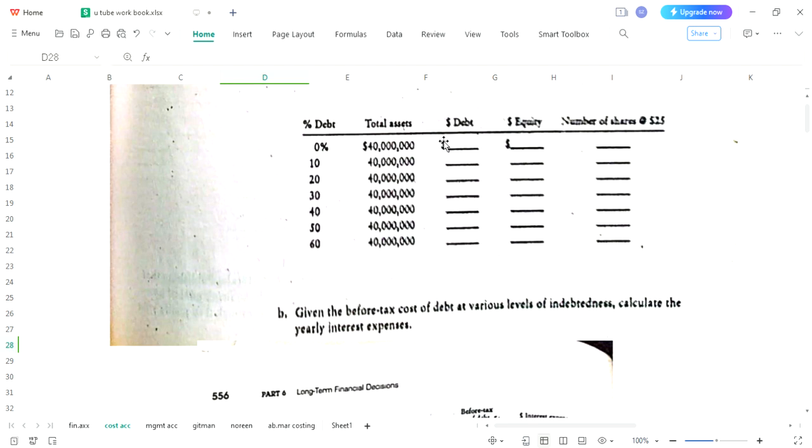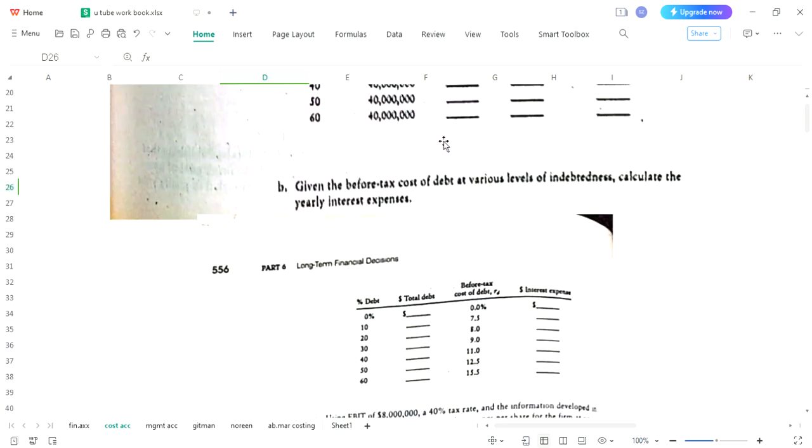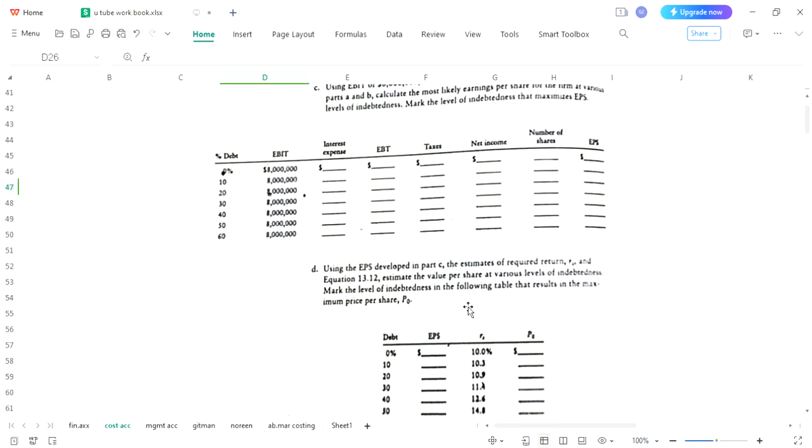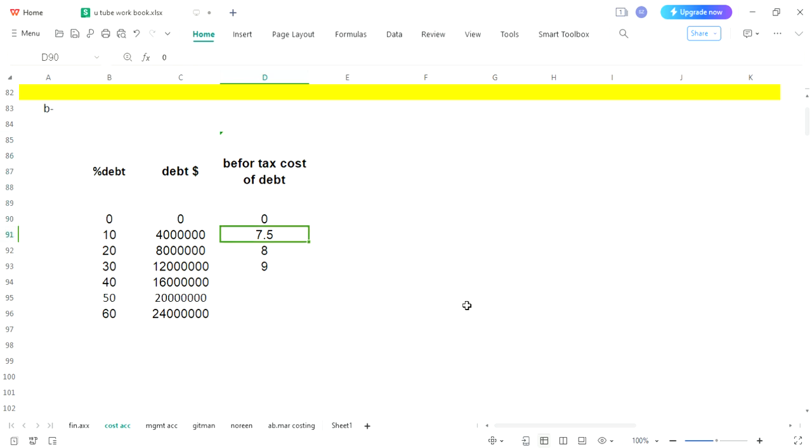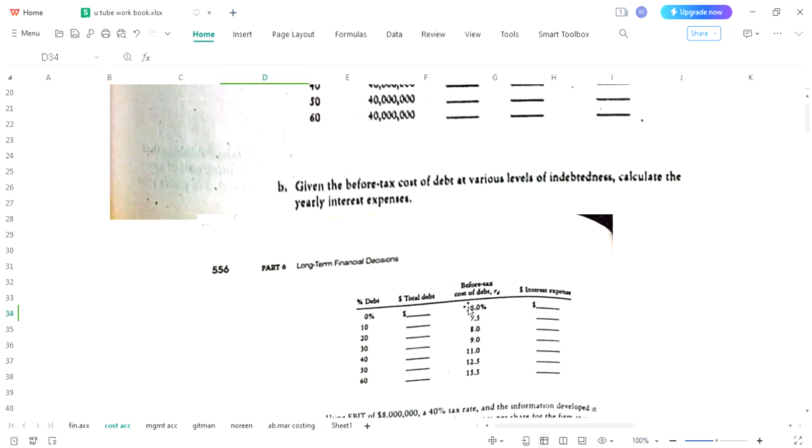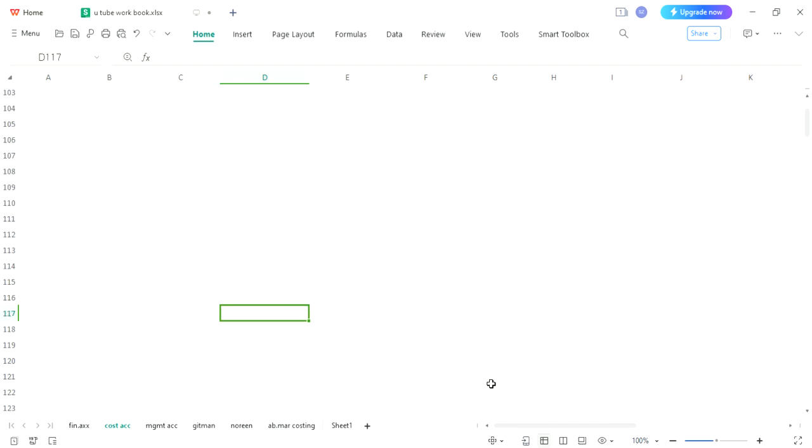And then we have 11, 12, 15. Let's write it down. 11, 12, 15.5, I think, and 12.5. Let's see it again if it is the same. 12.5 and 15.5. Okay. So we have written our amounts.